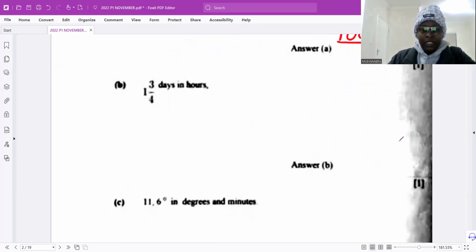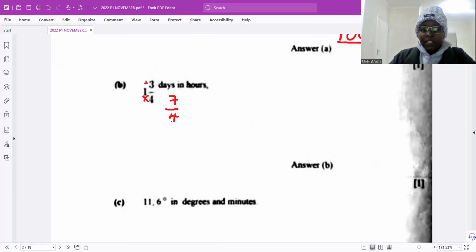Express 1 and 3/4 days in hours. To express this, we can write the fraction as an improper fraction. I multiply and add: 1 times 4 is 4, plus 3 is 7. So I have 7 over 4.